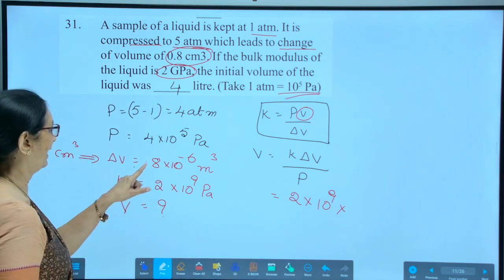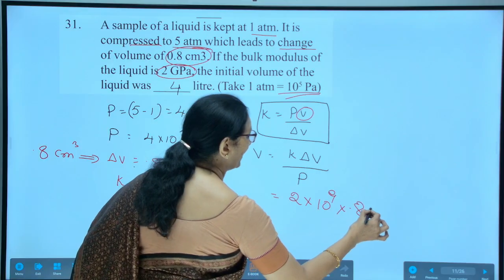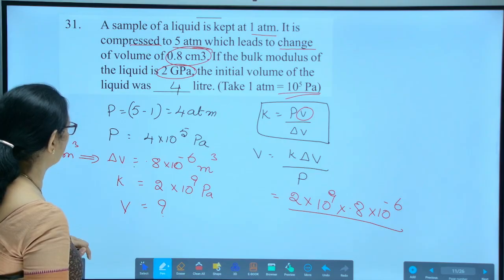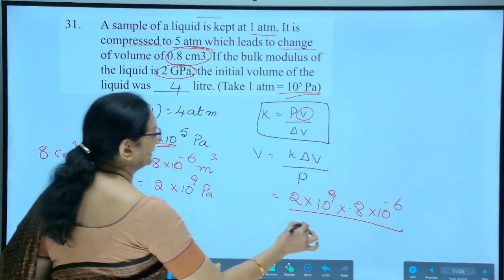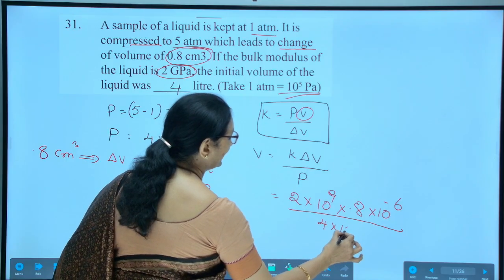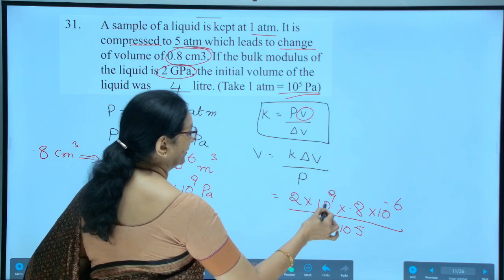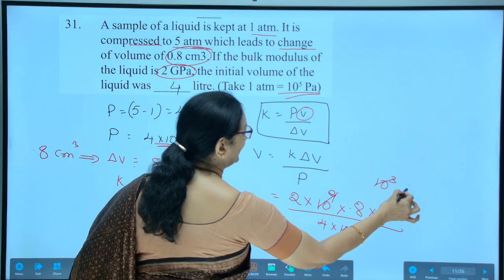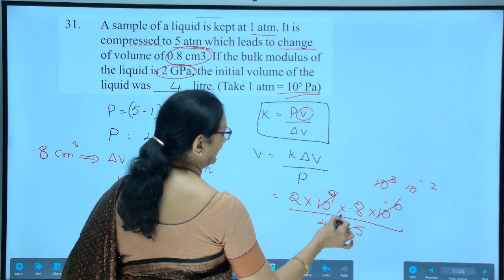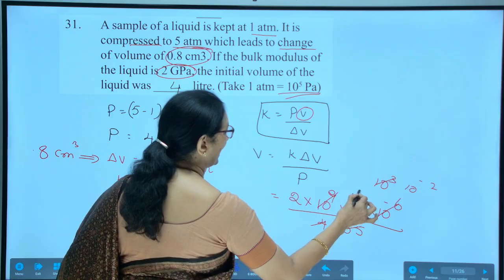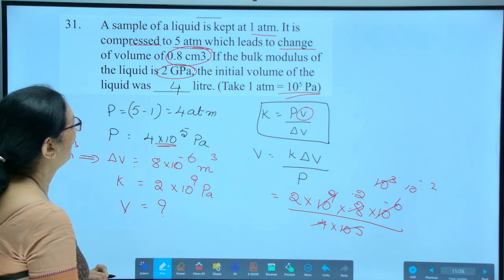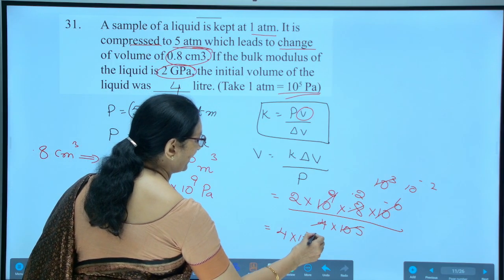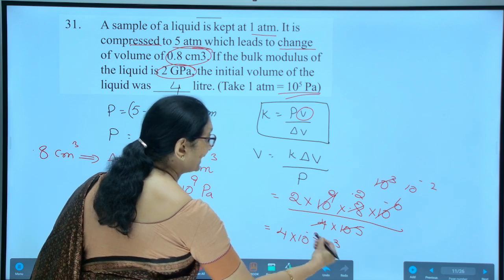Delta V is given as 0.8 into 10 to the power of minus 6, divided by P, which is given as 4 into 10 to the power of 5. So this 10 to the power of 3, this 10 to the power of minus 2, this 0.2 times. So this is 4 into 10 to the power of minus 3 meter cube.